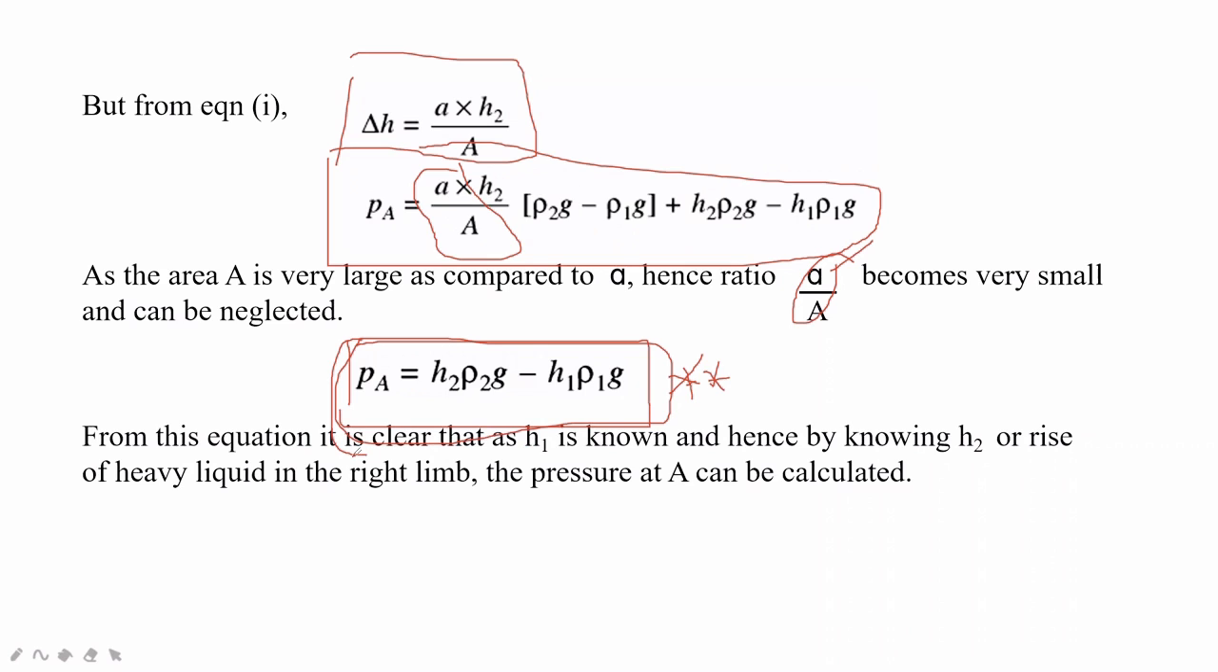From this equation it is clear that H1 is known, and by knowing it we have to calculate H2, the rise of heavy liquid in the right limb. Then the pressure at A can be calculated by using this simple formula, that is H2 rho 2 g minus H1 rho 1 g, equal to the pressure at A.